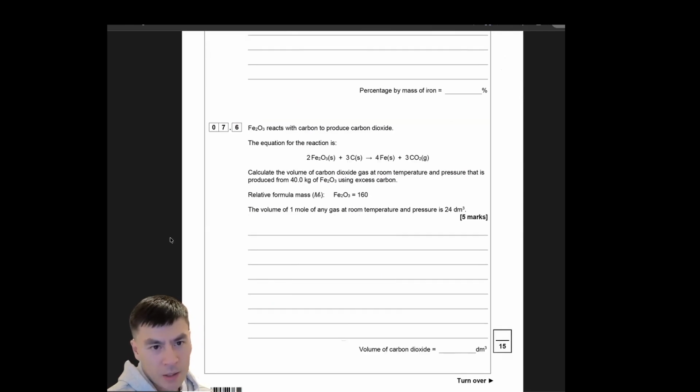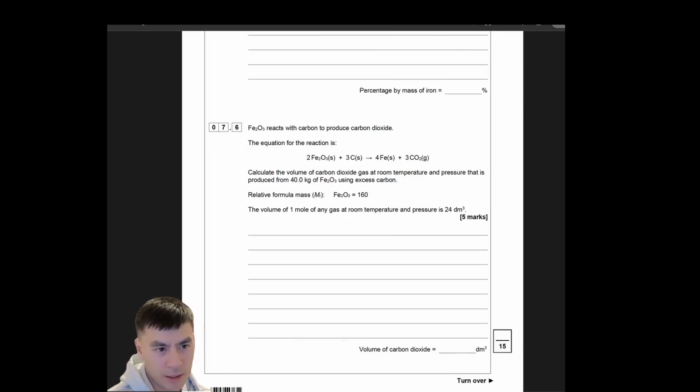Okay, 7.6. Fe2O3 reacts with carbon to produce carbon dioxide. That's the equation. Calculate the volume of carbon dioxide gas at room temperature and pressure that is produced from 40 kg of Fe2O3 using excess carbon. One mole of gas at room temperature.